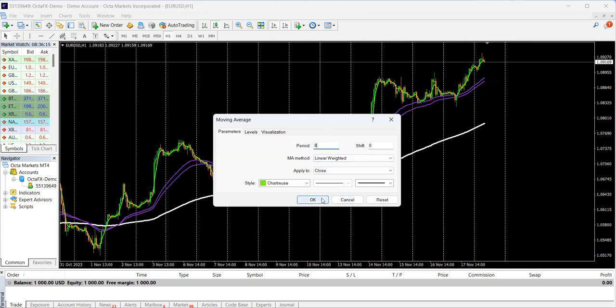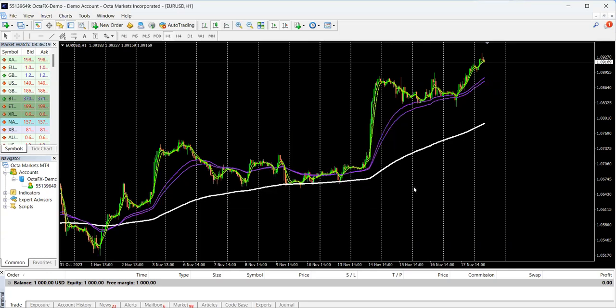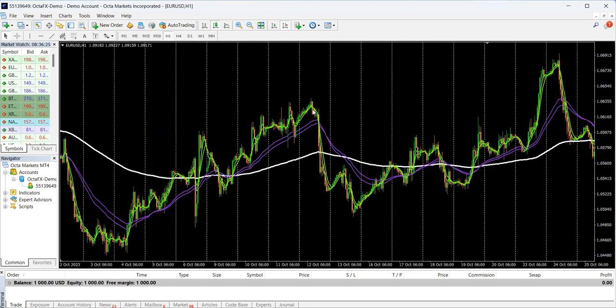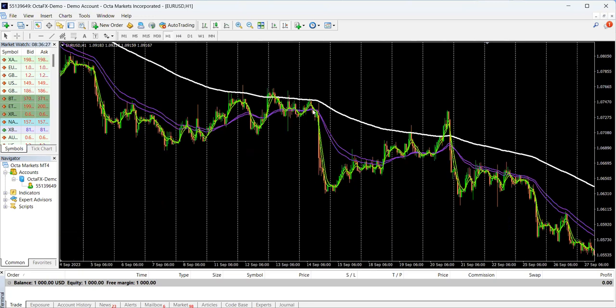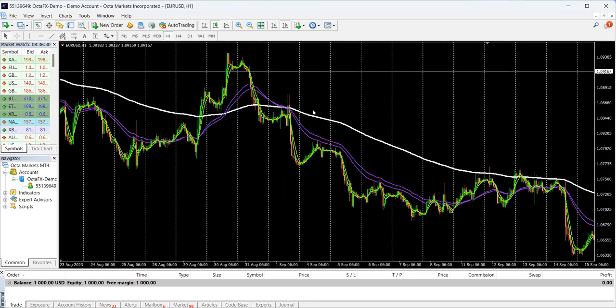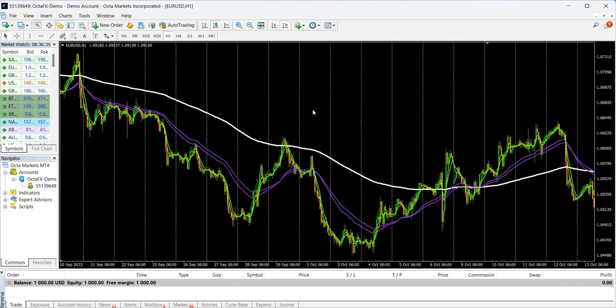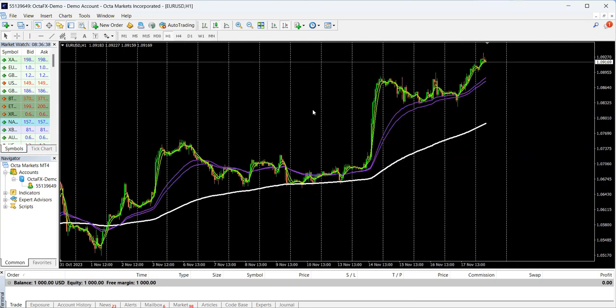Okay, so same color, same linear moving average. All right, so this is it. This is my chart. This is my chart, and this makes my trading easy. Okay, it makes my trading easy, and this is what I'm going to be working with.